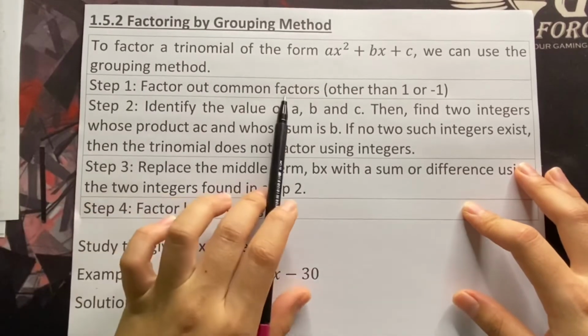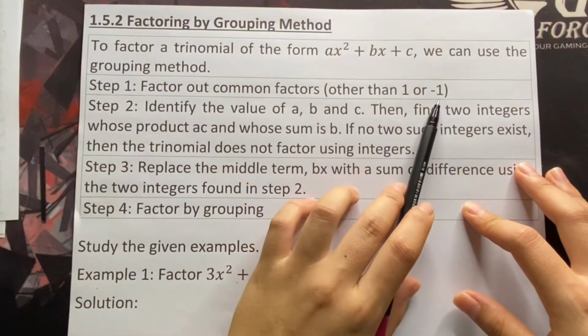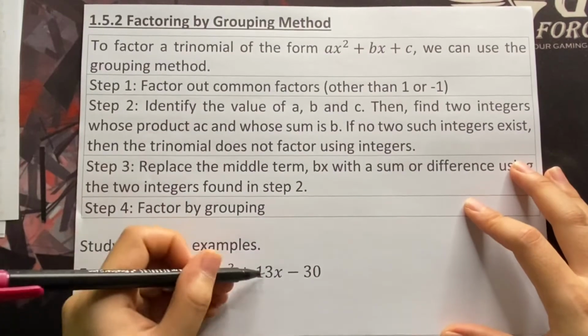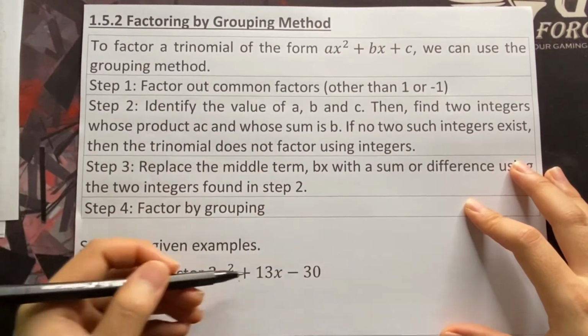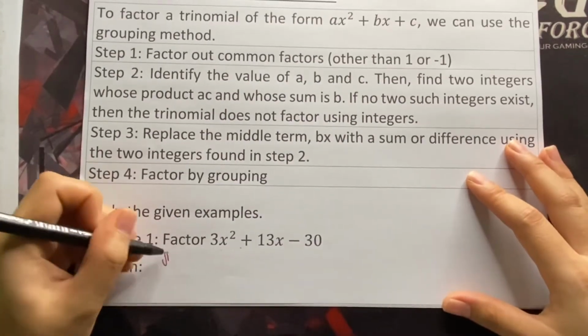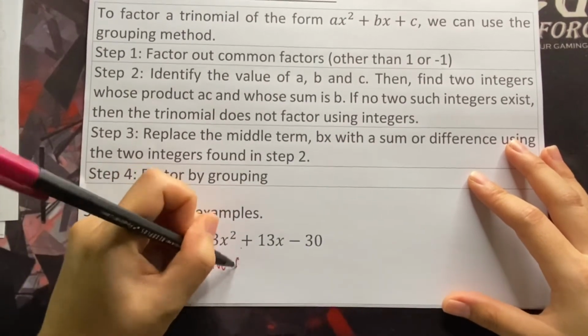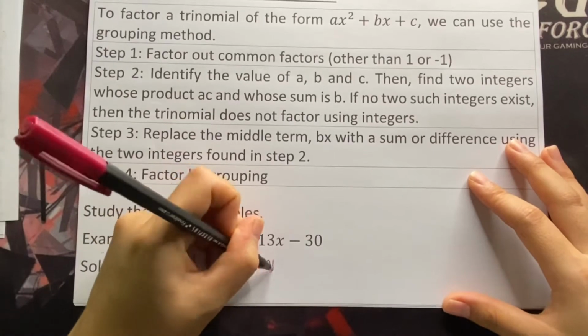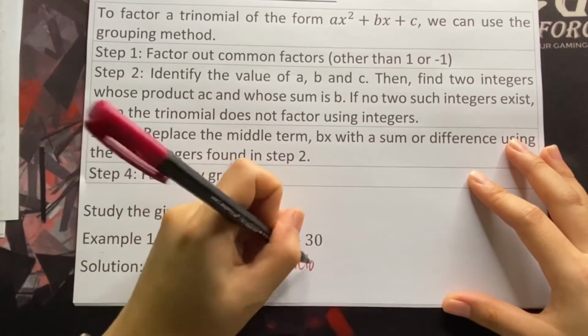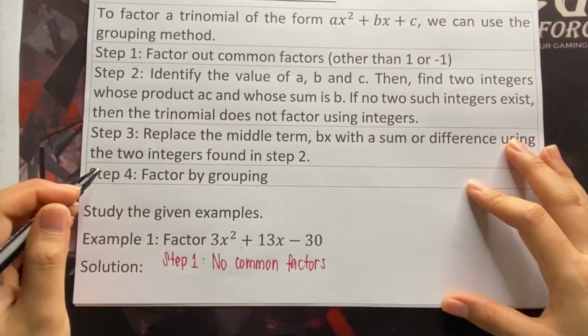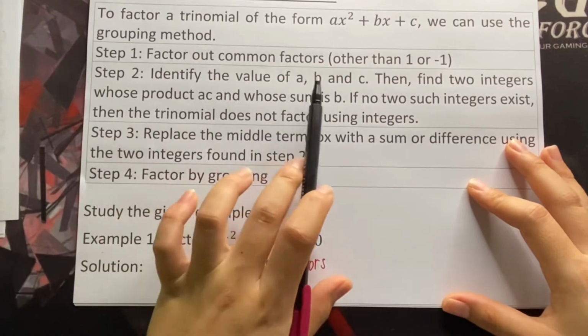First step, factor out the common factors other than 1 or negative 1. Meron bang common factors yung tatlo? Other than 1 or negative 1? So step 1, no common factors. Step 2 na tayo. Identify the value of a, b, and c.